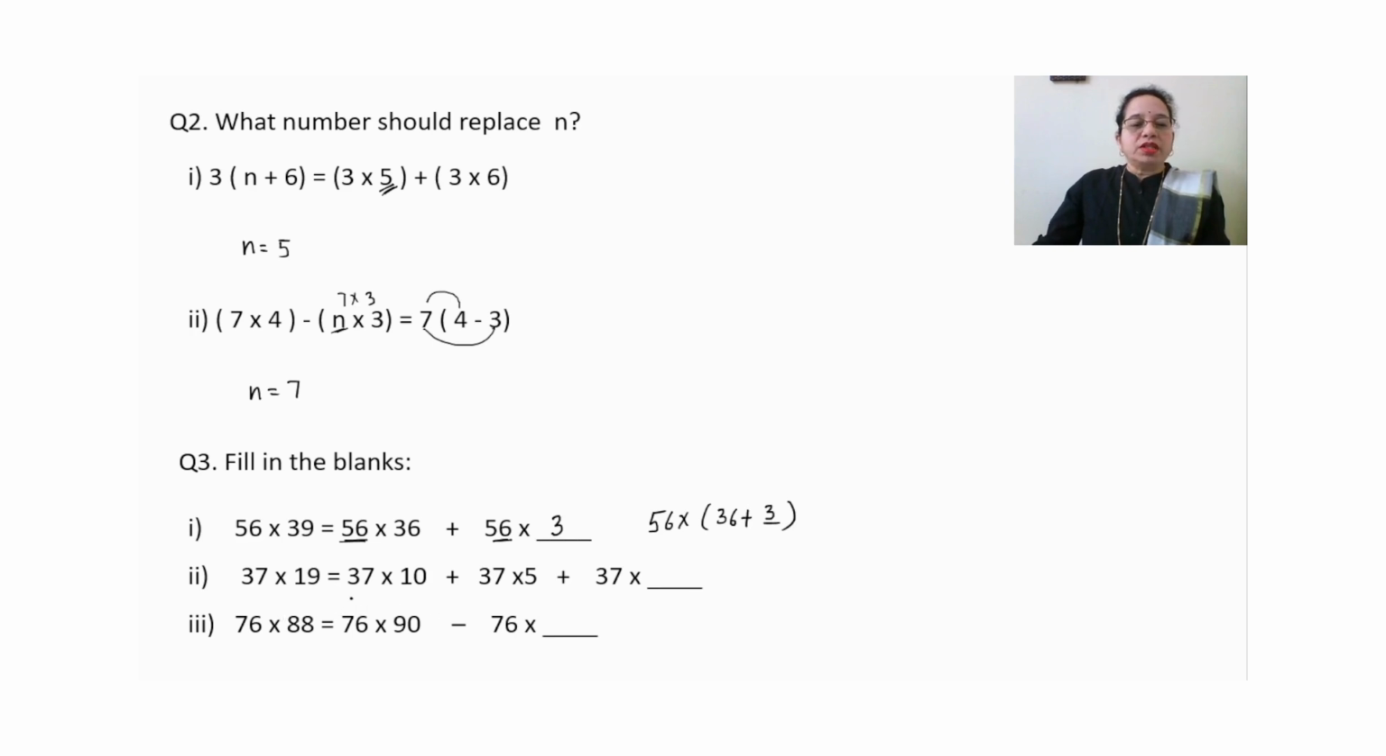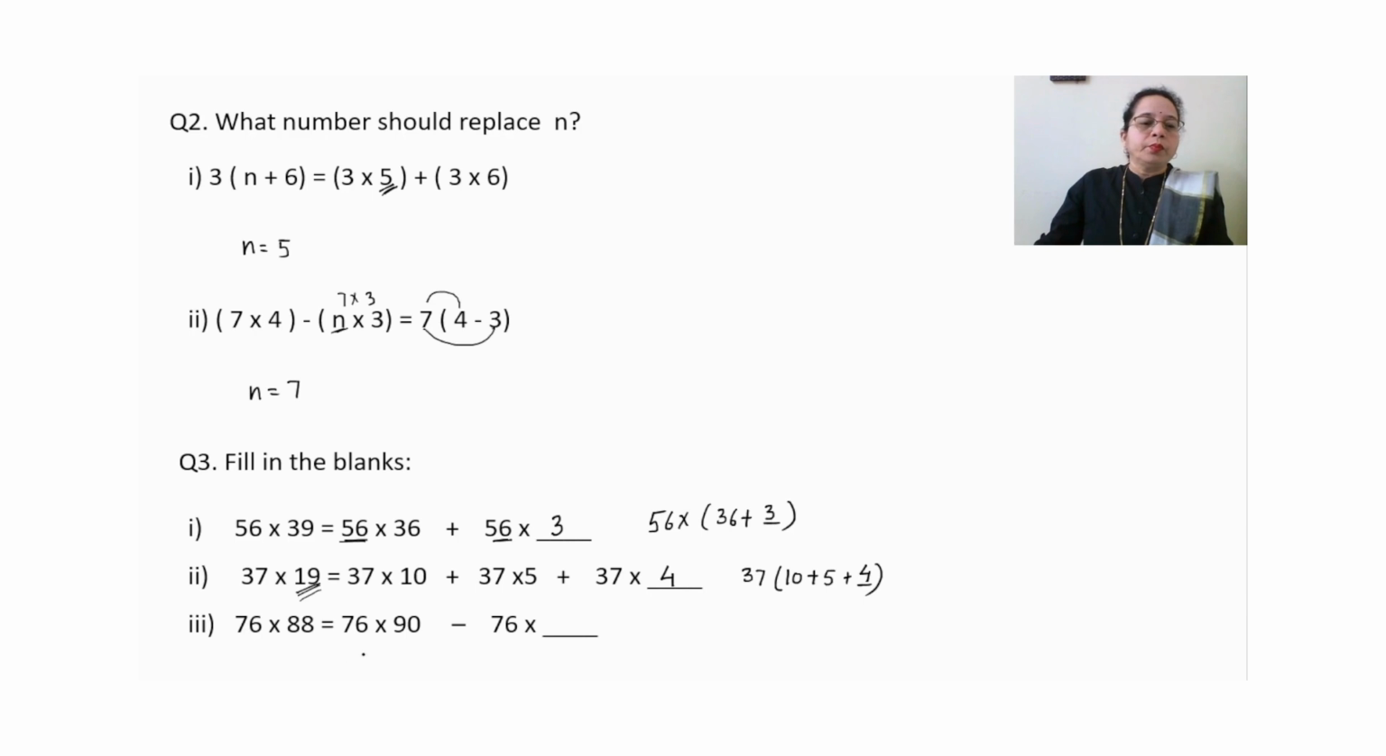Now here you can see that 37 is common. What should be inside the bracket? This is 10, then plus 5, and then plus some number should come, and you require here 19. So 10 plus 5 will be 15. 15 plus 4 will give you 19. What does it mean? In fill up the blanks, which number will come?